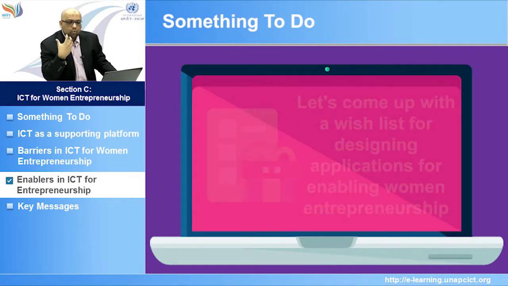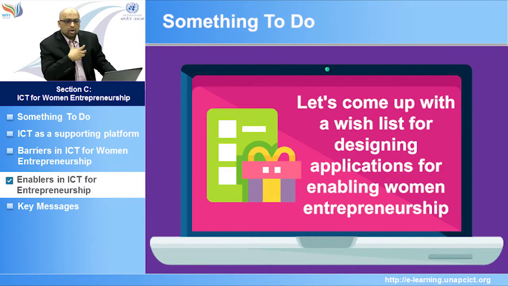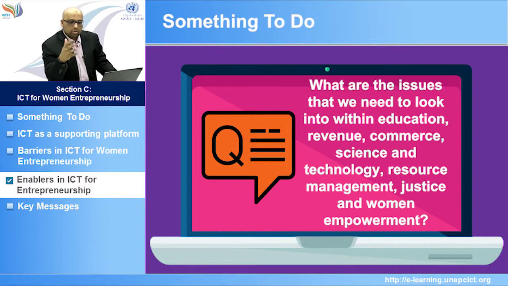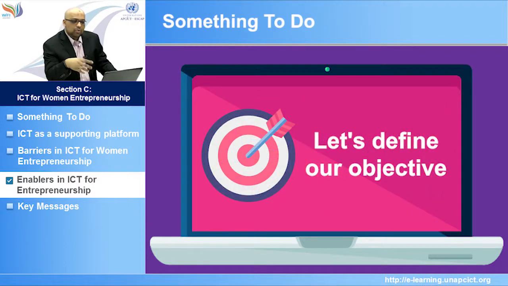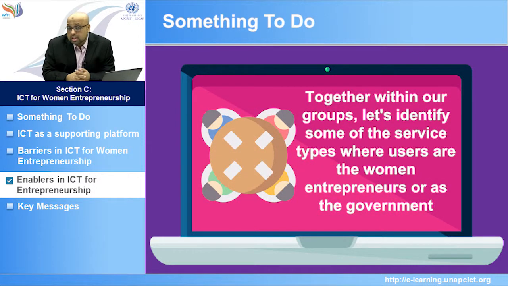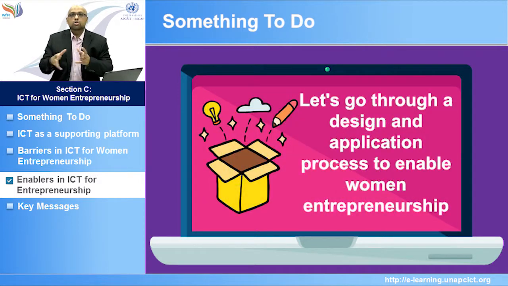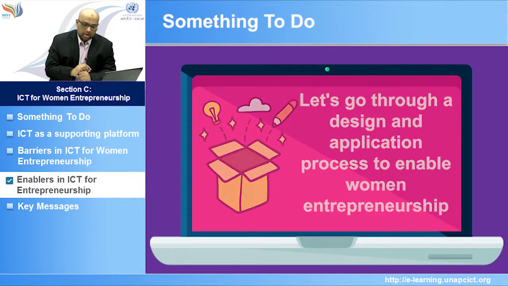And let's also try to have a wish list of designing apps for enabling women entrepreneurship. Let's come up with an ideal ecology, a product structure, a set of applications. What are the issues we need to look into within education, revenue, commerce, science, technology? Let's have a wish list, and let's also try to do this together in groups. If we are in groups, we can identify some of the service types where the users are the women entrepreneurs. The users can also be the government. Also let's identify the key features and the issues of concern. So overall, let's go through a very quick design process, an application process, of something that we can build for enabling women entrepreneurship within our own society. Let's do this, and let's also share our findings. That can be one of the key takeouts of this session.